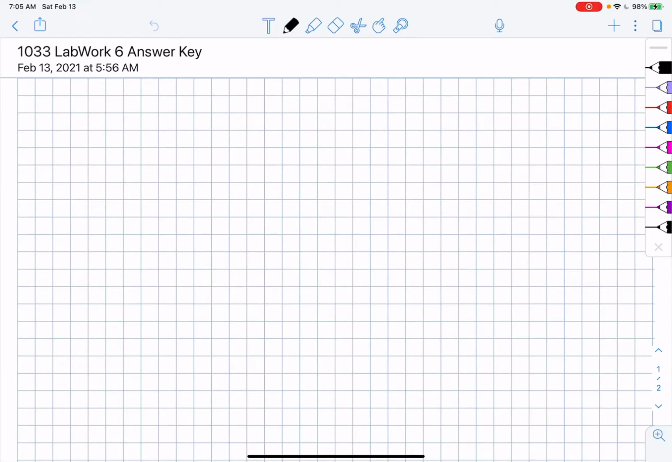All right, let's talk about LabWork 6. Let's start with number 1. Number 1 is multiplying with exponents.